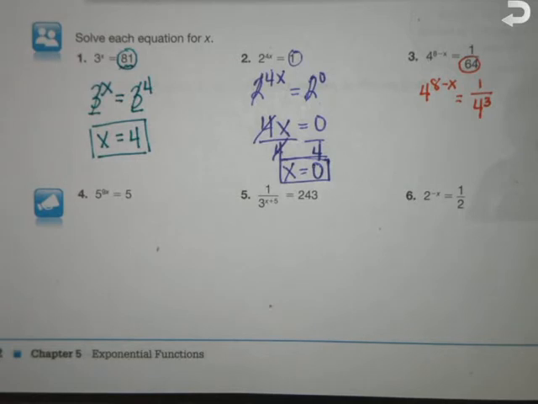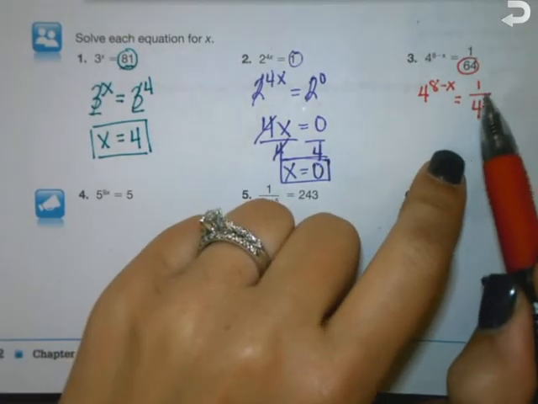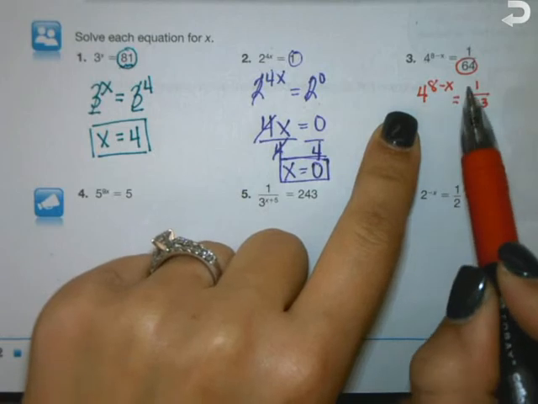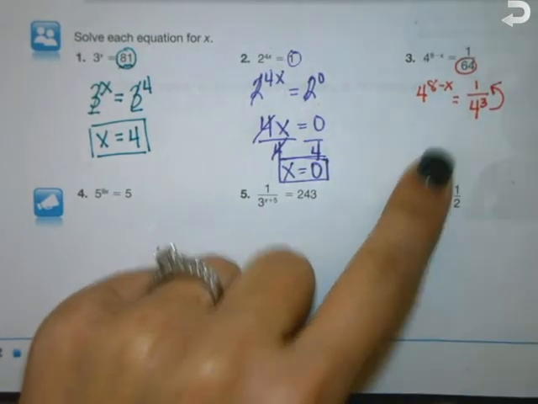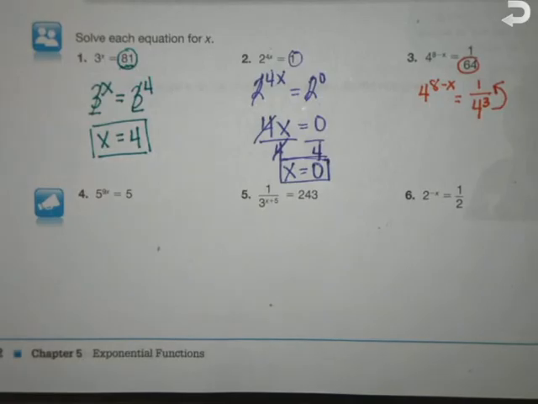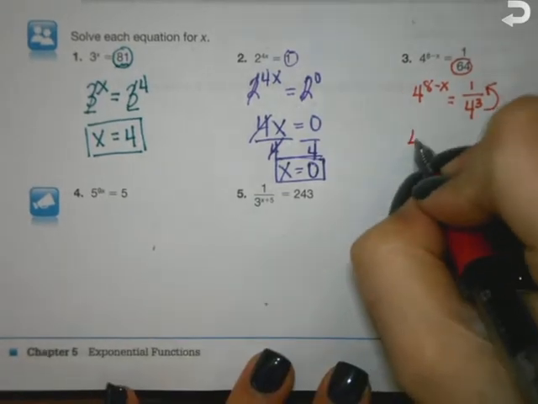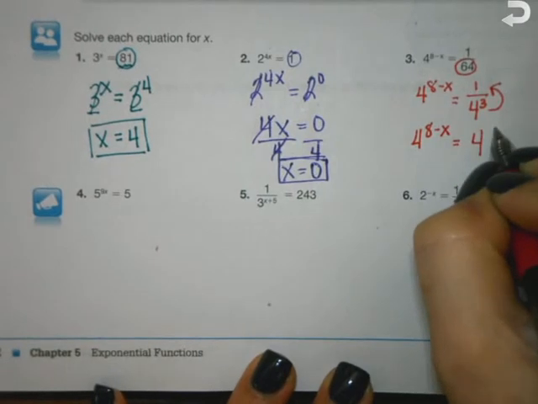Numerator, close. My 4 to the third power is in the denominator right now. Where is the 4 on the left-hand side? Can I move 4 to the third to the numerator? Yes, but I have to do what? Make it negative. So you can move it, but we have to make it negative. So let's rewrite this. 4 to the 8 minus x equals 4 to the negative 3.